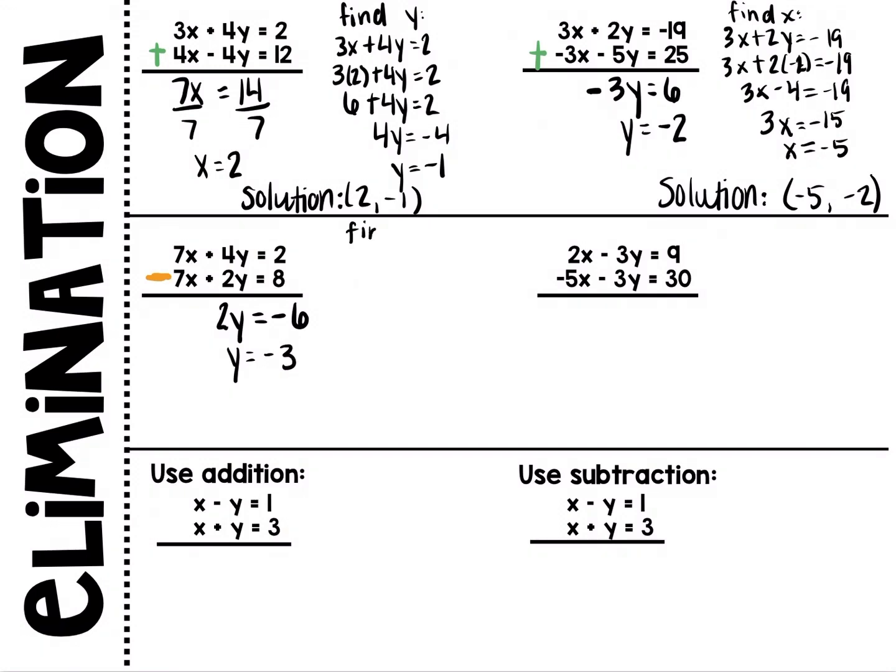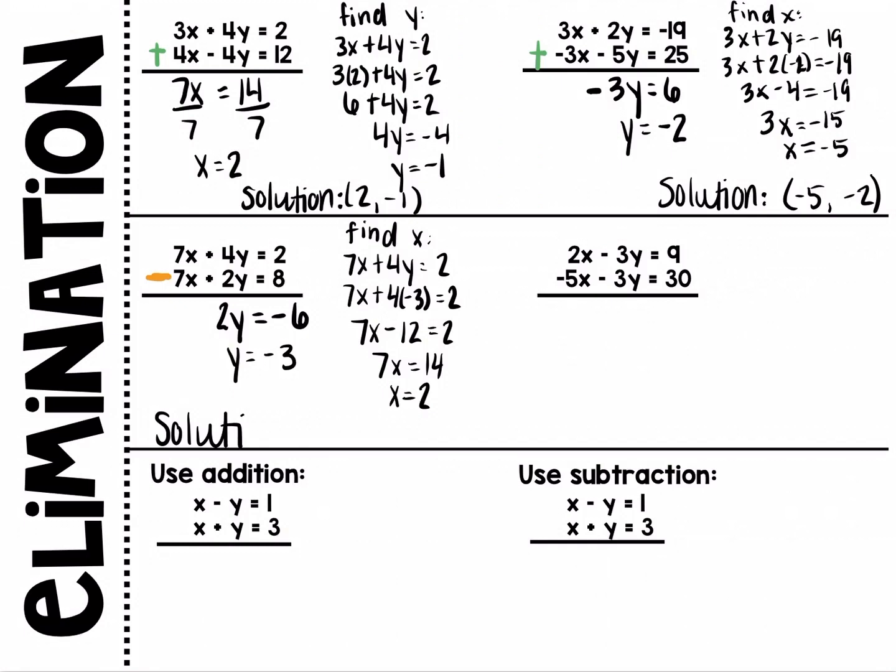Then you're going to find x. You can pick either one, 7x plus 4y equals 2 or 7x plus 2y equals 8. It doesn't matter. I'm going to do 7x plus 4y equals 2. So 7x plus 4 times negative 3 equals 2. So 7x minus 12 equals 2. You're going to add 12. So 7x equals 14, so x equals 2. So the solution is 2, negative 3. We would label this system as consistent and independent because there's one solution.